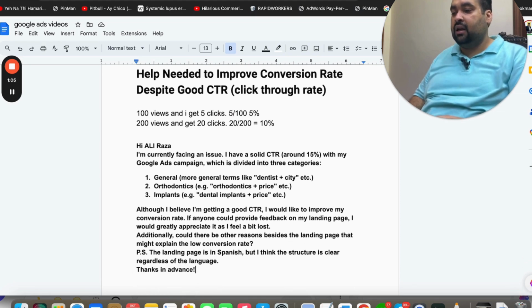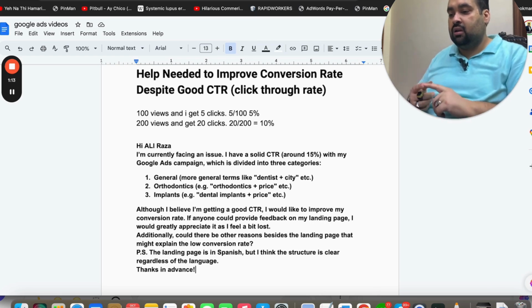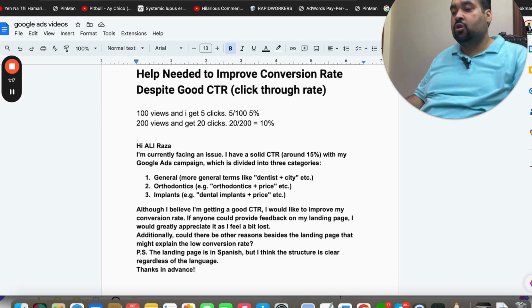Hi Ali Raza, I'm currently facing an issue. I have a solid CTR around 15% with my Google Ads campaign, which is divided into 3 categories: general, more general items like dentist plus city. Second is orthodontics, which is a specialization in the dental field. And the third is implants, dental implants, price, etc.